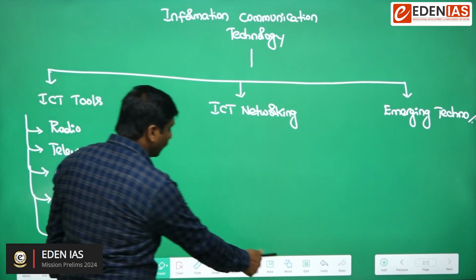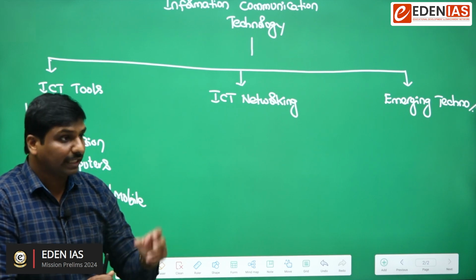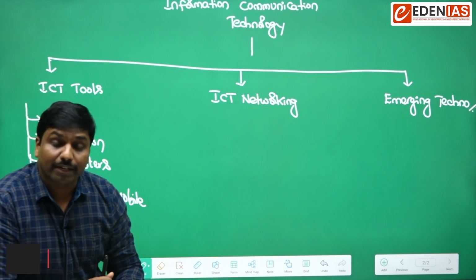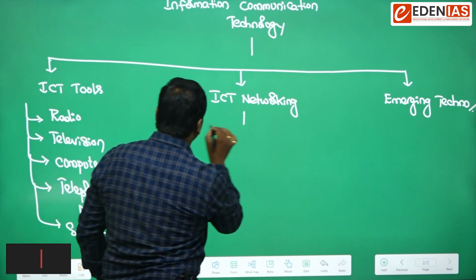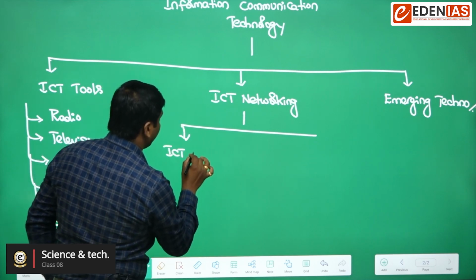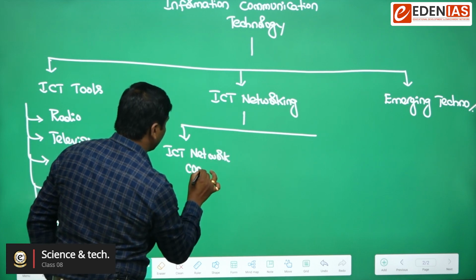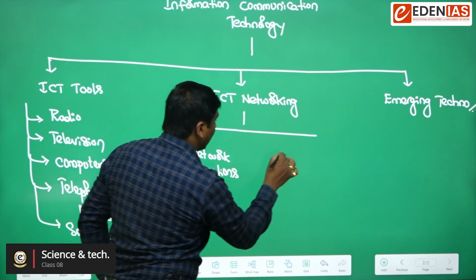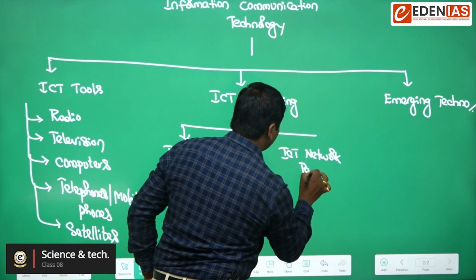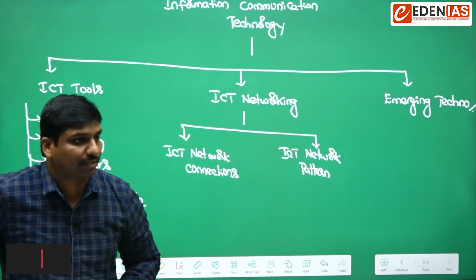Then if you look from the perspective of ICT networking, there will be different types of ICT patterns and different types of ICT network connections. So in this, we will study two important things: ICT network connections and ICT network patterns. What are the different types of network connections that we can have?